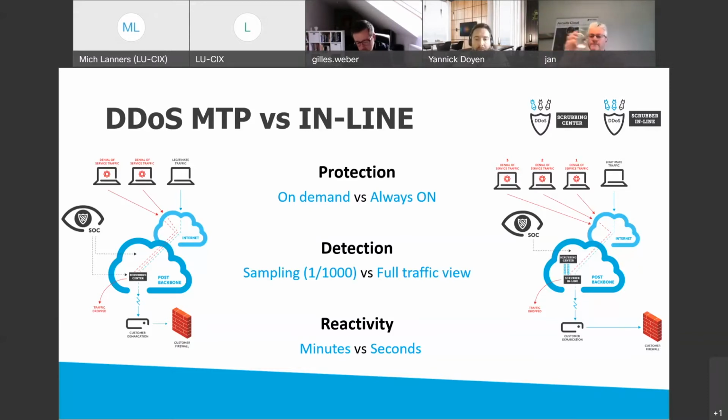For inline, customer internet traffic is always going through the scrubber inline. That's the real difference. Protection mechanisms are always on. That's why in this case, we no longer need to do any sampling. We have the full view of the traffic. This solution is of course also monitored by our SOC, and it's more reactive and accurate for the customer.